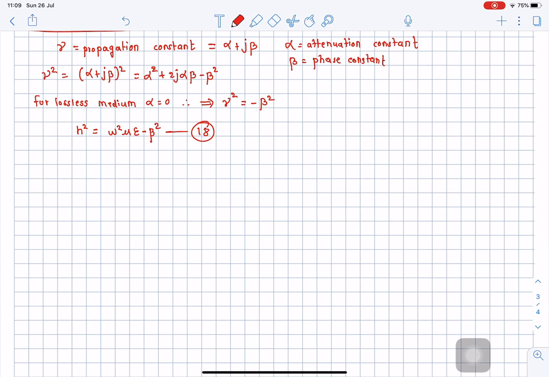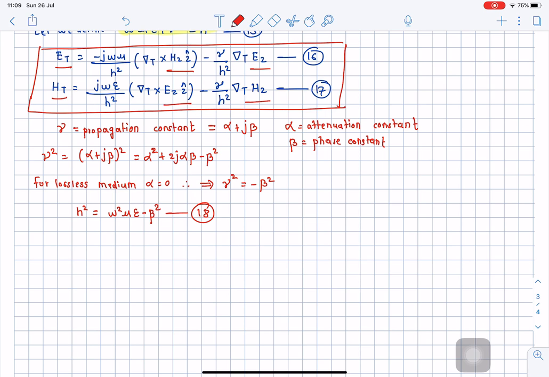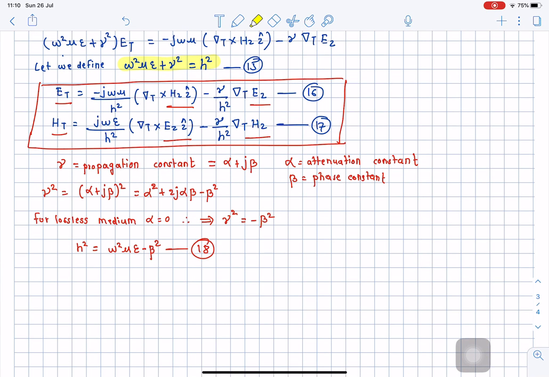Okay, so what we have done in equations 16 and 17, we successfully expressed the transverse field components in terms of the longitudinal field components. Next, the procedure is to find the expression for the curl operation. If you notice equations 16 and 17, the curl operations are indicated over here. We need to evaluate these. So we will evaluate the curl expressions in equations 16 and 17, substitute them back into 16 and 17, and then simplify.